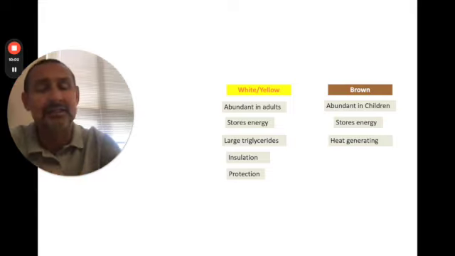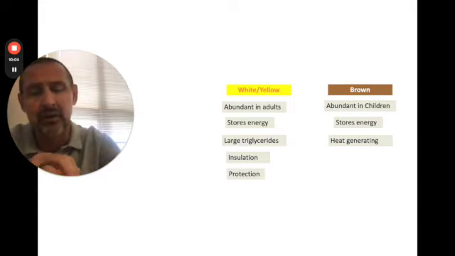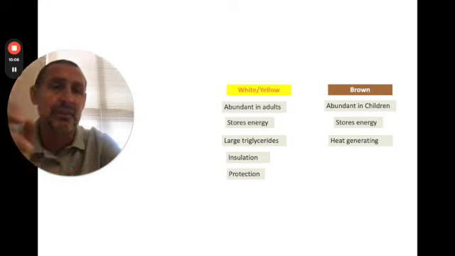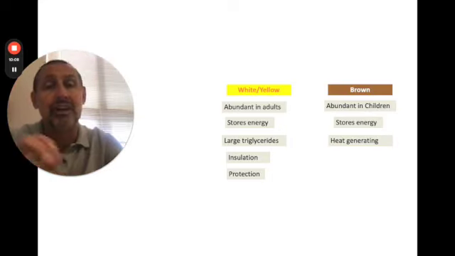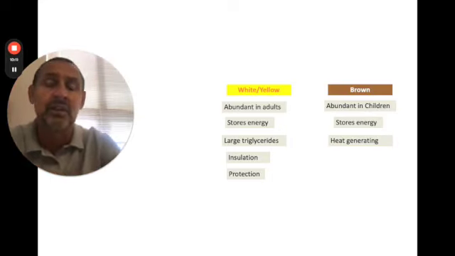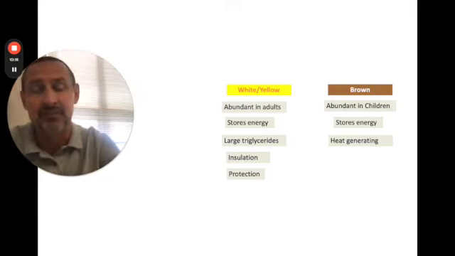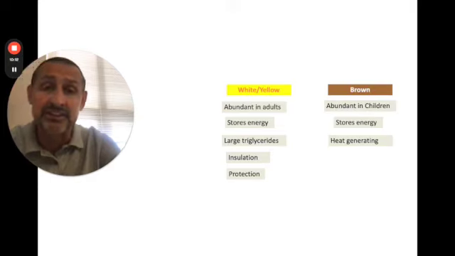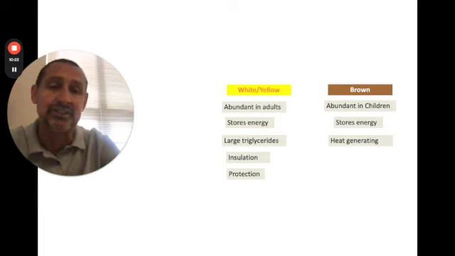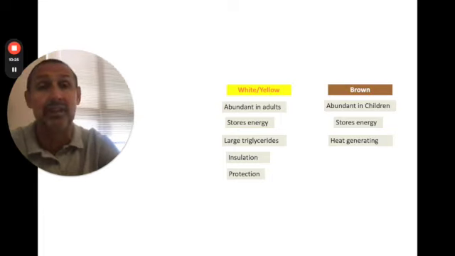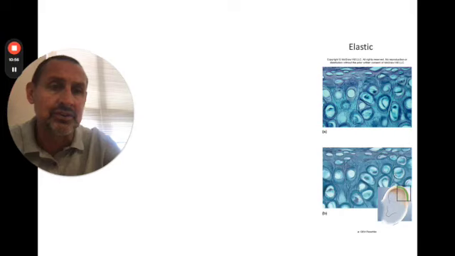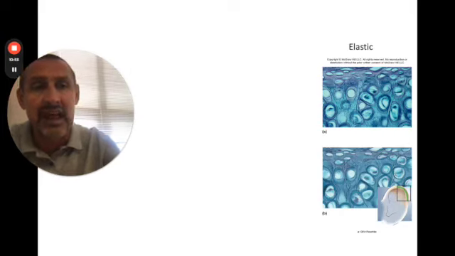There's two major kinds of adipose tissue. There's the white, yellow adipose tissue or fat tissue, and there's the brown. White, yellow you find in adults. It stores lots of energy, namely large triglycerides, provides a lot of insulation and protection. The brown type is more abundant in children. It stores a lot more energy, but the key here is that as it burns, it releases and generates a lot of heat.